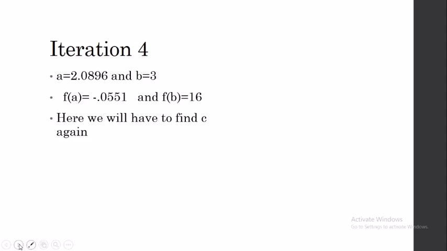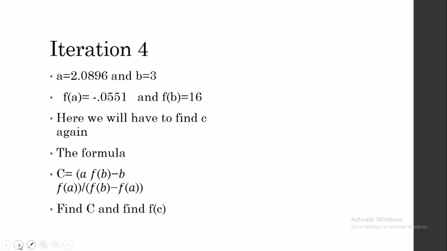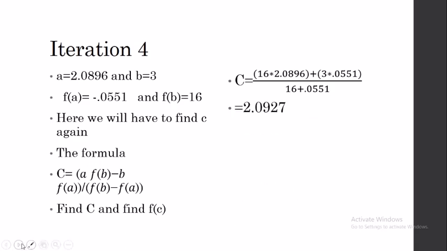Here again we will have to find out what C is and f of C. Now by applying the formula, let's have a look. So this is what I have substituted all the values in C, and now it's your turn to find out what f of C is. So I got C is 2.0927, but you have to find out what f of C is. If f of C is a negative value, then it is clear that your root lies between 2.0927 and 3. There is no change in B. You will have to change A.